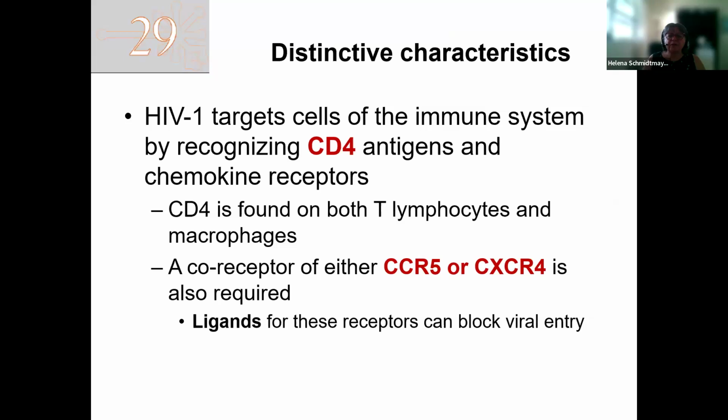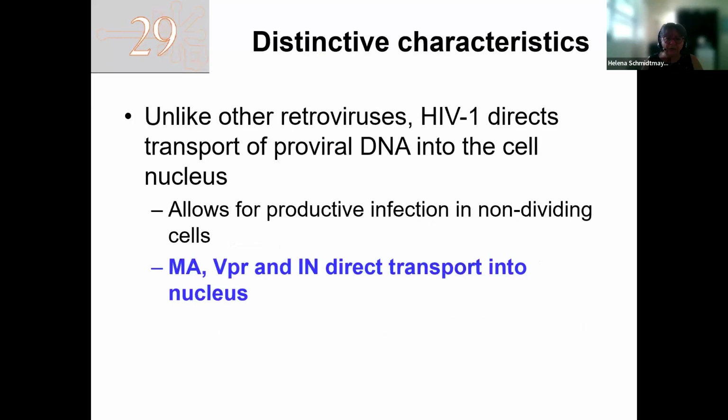Now, let's talk about some major characteristics. We already discussed major targets of HIV, CD4 T lymphocytes and macrophages. Both of these targets carry CD4 and also co-receptors, which are required for viral entry, which are CCR5 and CXCR4. They are both chemokine receptors, and chemokines, natural ligands for these receptors, can block viral entry into the target cells. Now, once the virus enters cells and integrates into the cells, it can stay latent.